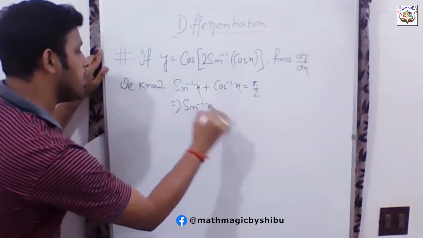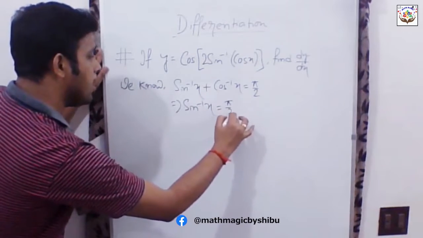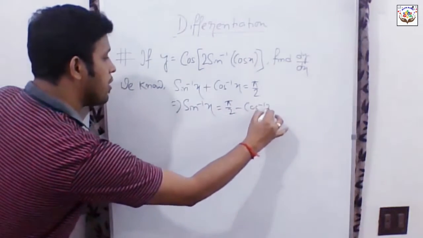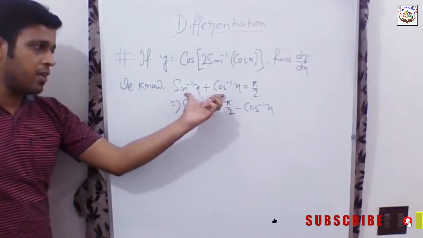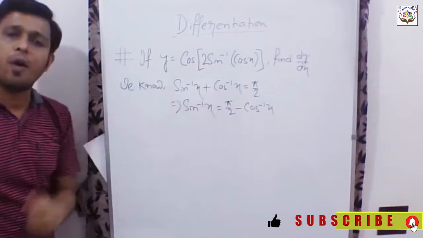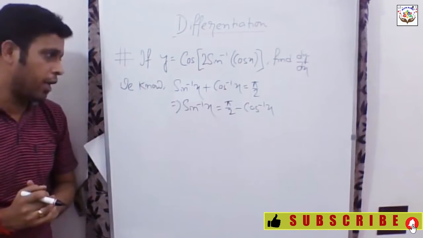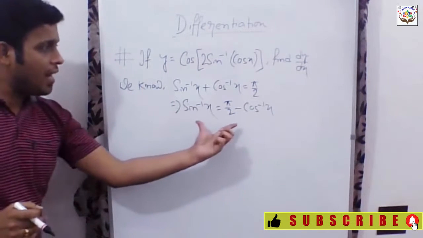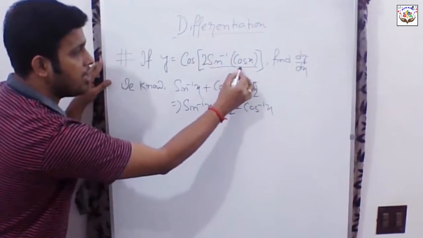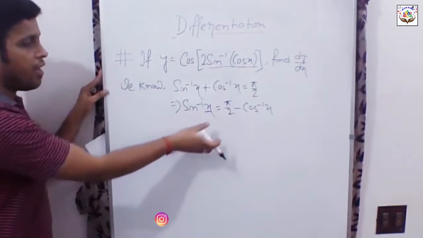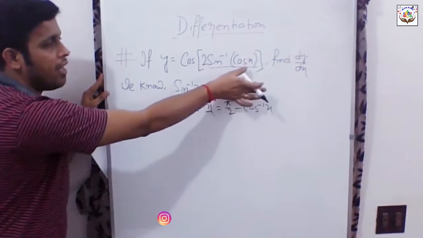So what we can see from this point is that sine inverse x can be written as pi by 2 minus cos inverse x. You need to remember this formula only: sine inverse x plus cos inverse x equals pi by 2. You need to remember that. Okay, so we can apply the same concept to this one. Instead of x, here it is cos x.